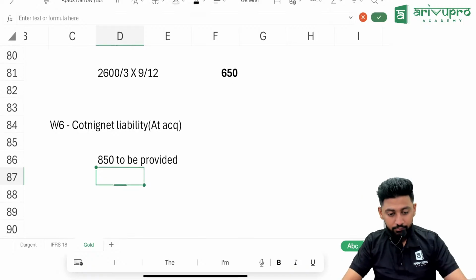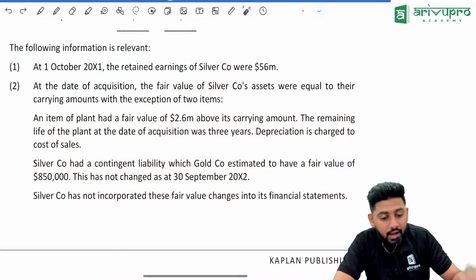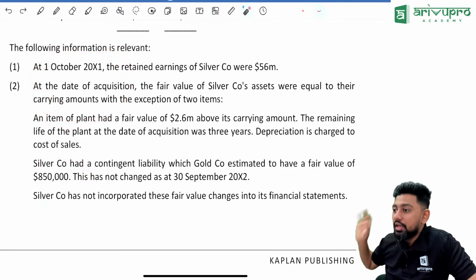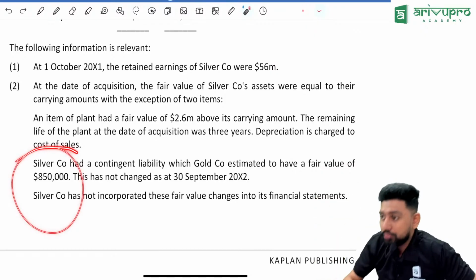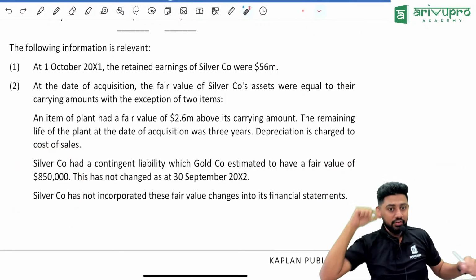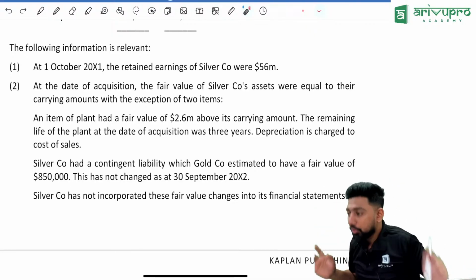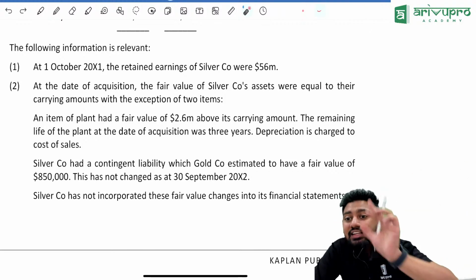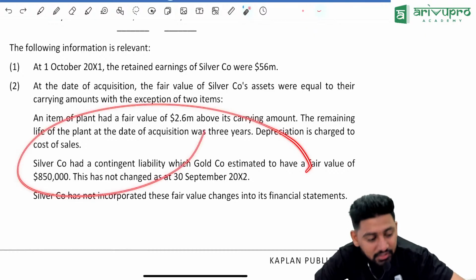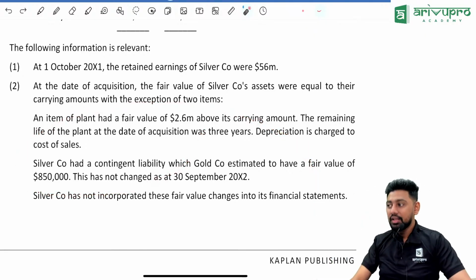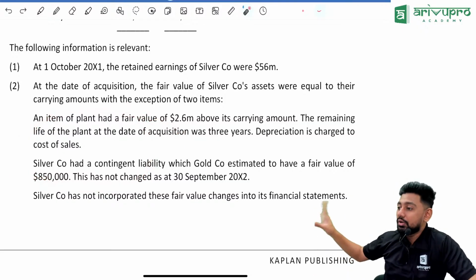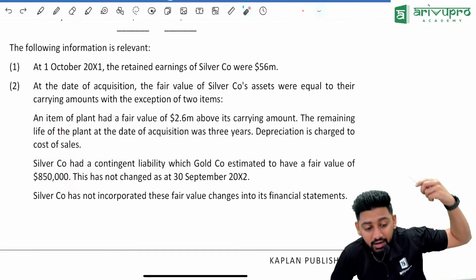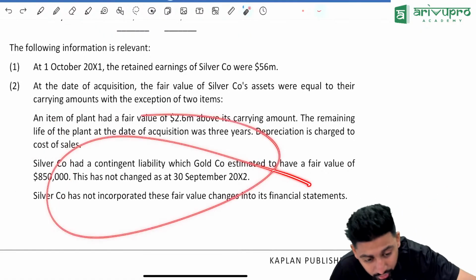Okay, important point. Now at acquisition, listen to me very carefully. At acquisition you had 850. This has not changed. If your examiner says that it has changed, meaning if it has gone up or if it has come down, if it has gone up, your liability going up, your expenses going up. If it has come down, your liability coming down, there is a gain. Only if your examiner mentions anything, there will be an impact in the P&L. Right now, the impact is only in your goodwill. Are we clear? Because they say had a contingent liability of 850, which has to be taken, but this has not changed, meaning it is there.